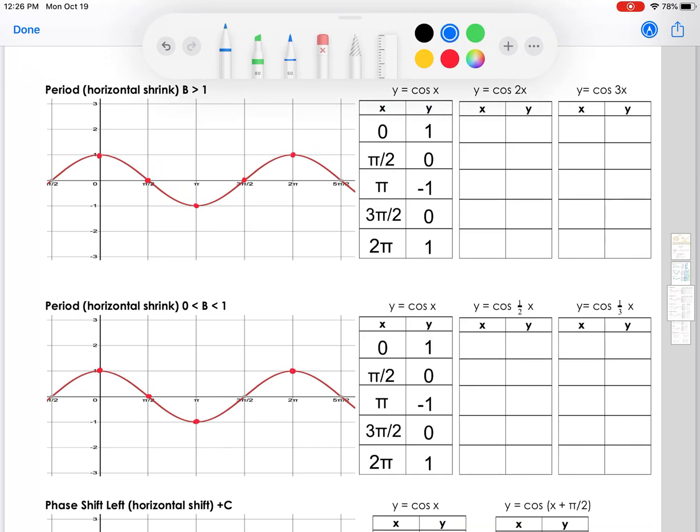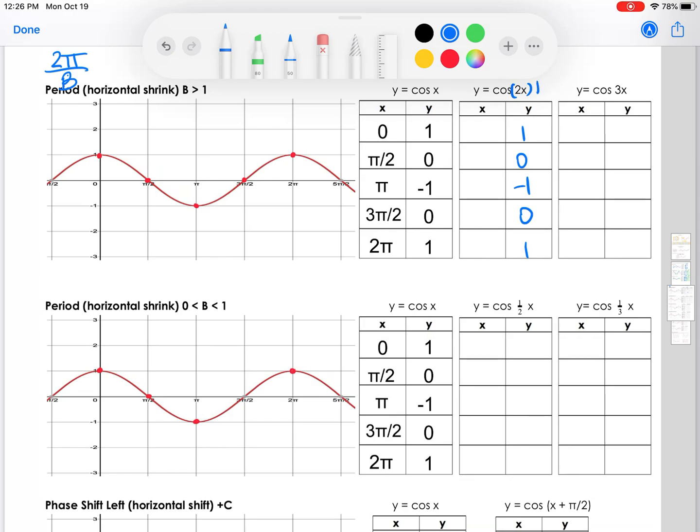The next one we're going to look at is a horizontal shrink. That's when the x value, or the input, is getting multiplied by something inside, technically inside parentheses. You just don't have to put them there. It's understood. So our x value is really what is going to change here. I'm still going to have that 1, 0, negative 1, 0, 1, but things on the inside that affect the x before we take cosine will affect the x column.